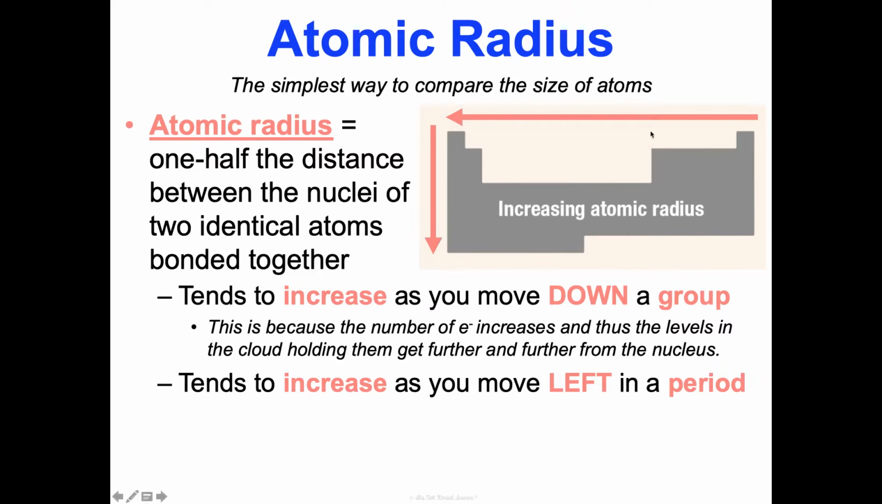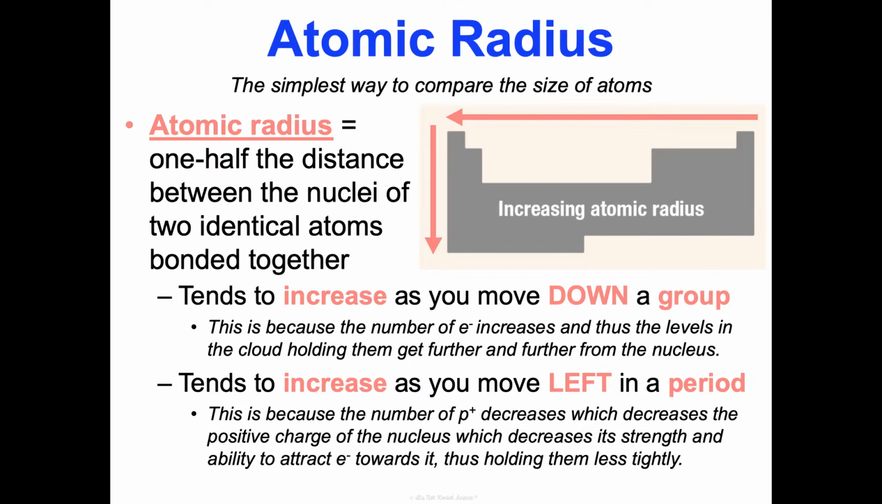Now, the other part of this trend is looking at the period. Atomic radius tends to increase as you move left in a period. Why? Well, this is because when we're moving this direction, the number of protons is decreasing, which decreases the positive charge of the nucleus, which decreases its strength and its ability to attract electrons towards it. So it's not going to hold those electrons as tightly. Okay, so based on these patterns, the element down here would have the biggest atomic radius, and then the element up here would have the smallest.